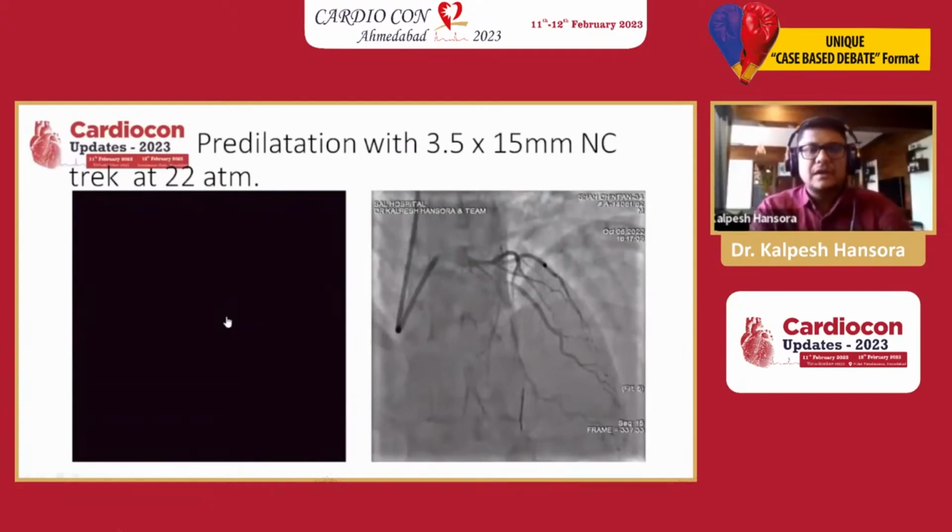And as you know, if you leave this kind of vessel and put a stent, there is a high chance of stent thrombosis as well as in-stent restenosis in future, and the stent remains underexpanded.